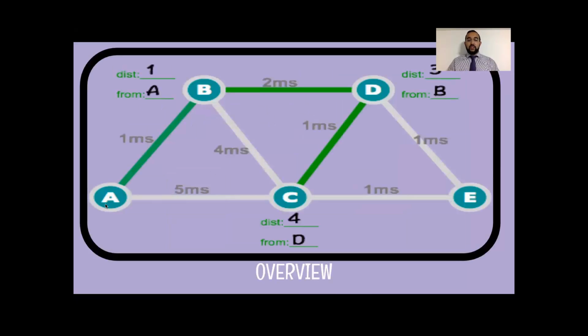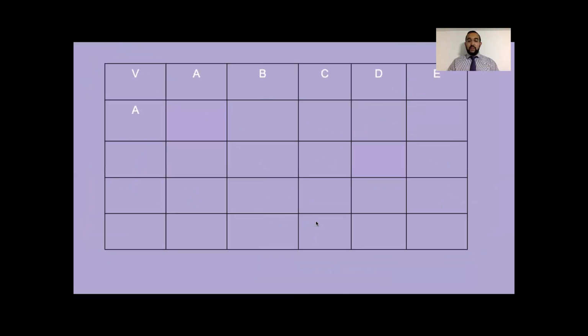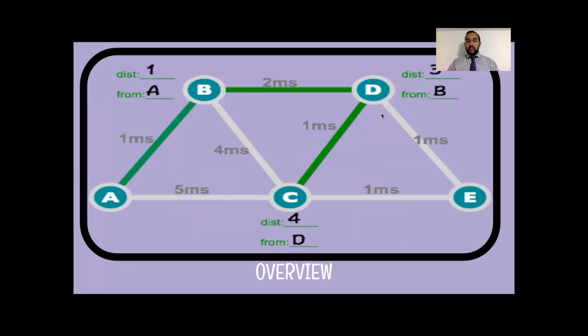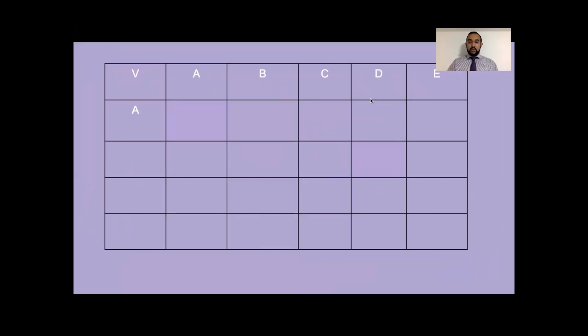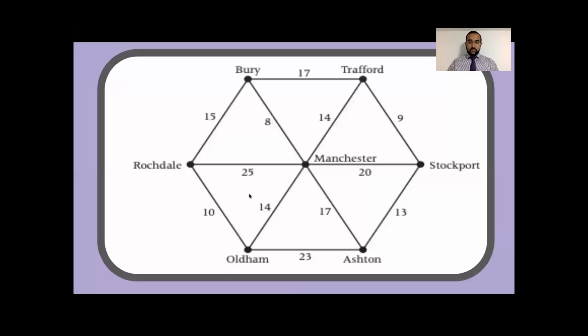The shortest distance from A to C is 5 milliseconds, so you would write 5, and once again in the subscript you would write A because you're coming from A to C. You would write an infinity symbol from A to D because A is not directly connected to D, and we don't know what the shortest distance is right now. We would do the same thing with E. Then you would pick the shortest distance and go on to the next column and next row.